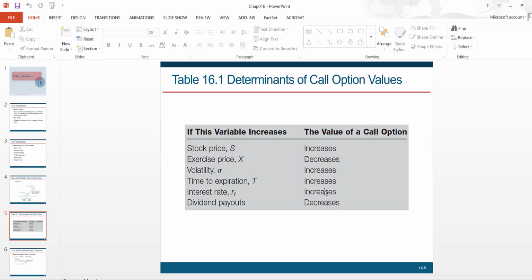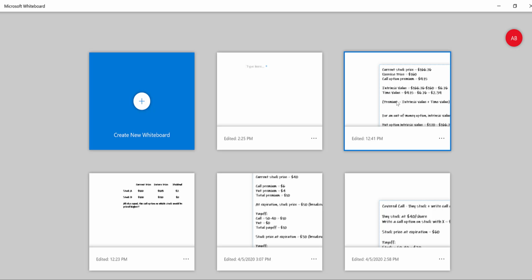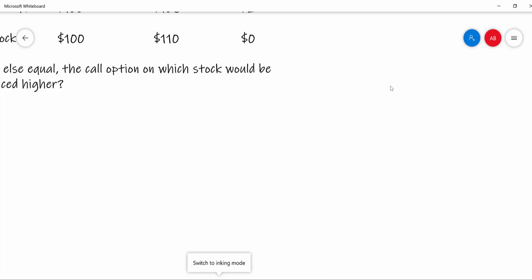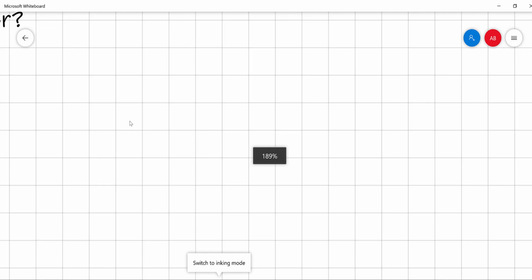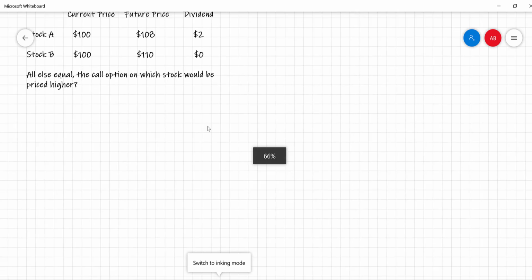Okay, and then finally the sixth factor that we have is the dividend payout. What is the relationship between option price and dividend payout? And to see that, let's actually compare two stocks, A and B, one that pays a dividend and the other one that does not pay a dividend, right? And let's see what happens in that case. So here it is.